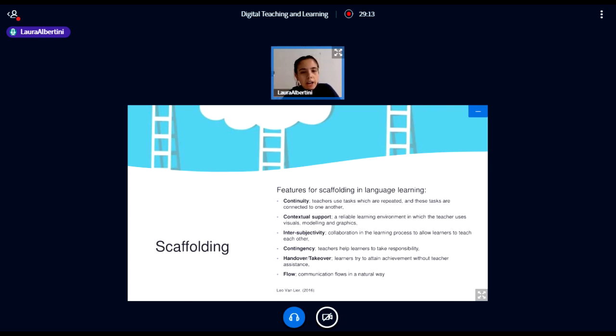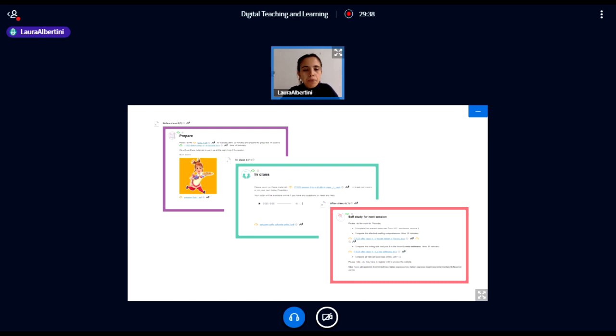And these features are, as you can see, continuity, contextual support, intersubjectivity, contingency, handover, and flow. Following these features, weekly material was then organized in Blackboard language models with identical format for each week, following the principle of contextual support. So this is an example of one class for our course.